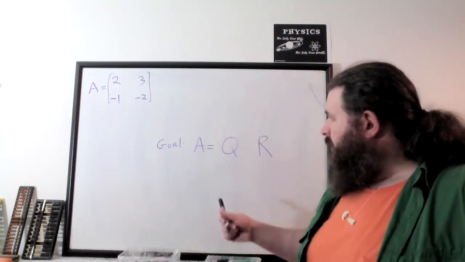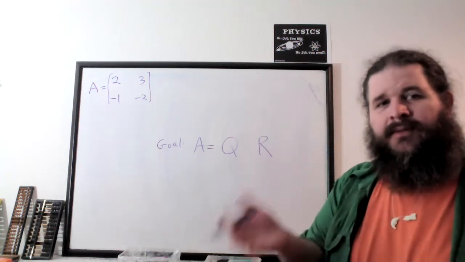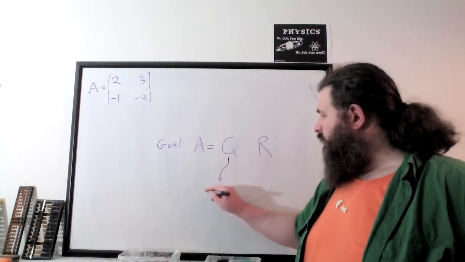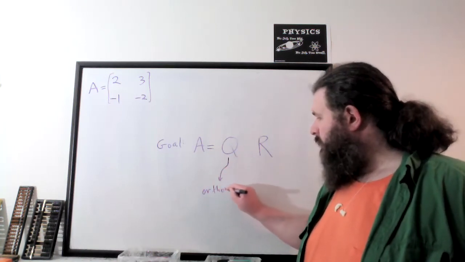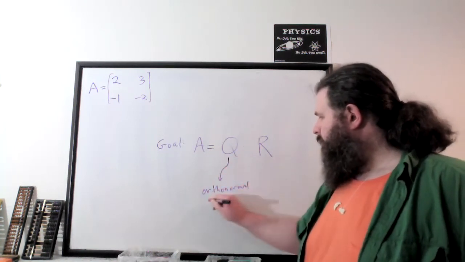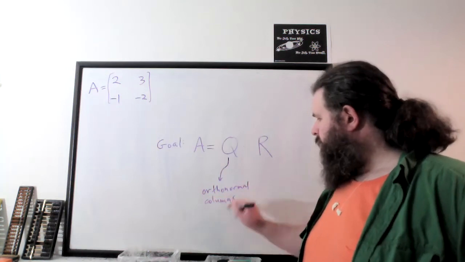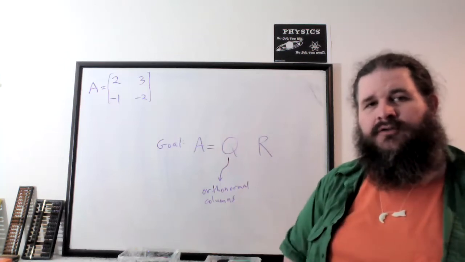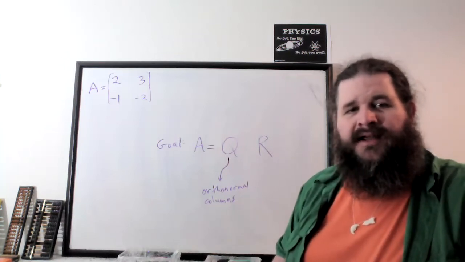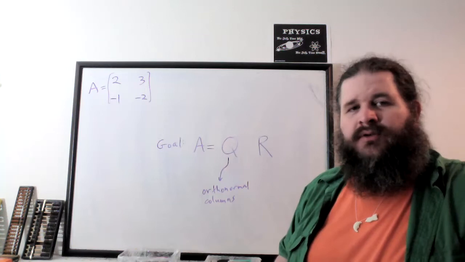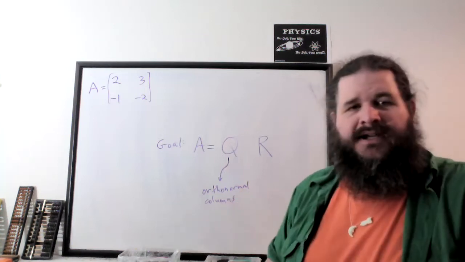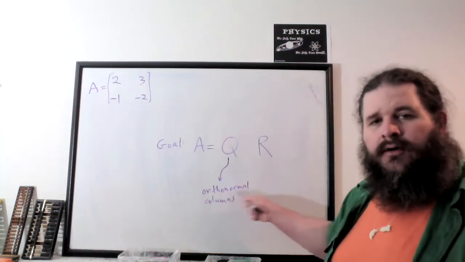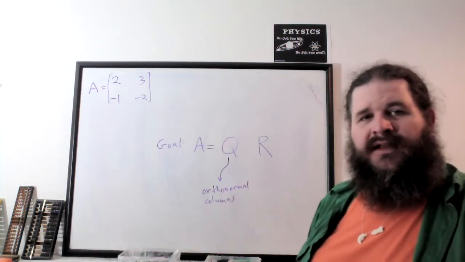QR factorization is another way of splitting up a matrix into something times something, specifically with the restriction that Q has orthonormal columns. In other words, we want the columns of Q to be perpendicular to each other in the sense of dot product being 0. And also we want them to all be normalized. We want them to all be unit length. The ortho means all perpendicular to each other. Normal means standardized to length 1.